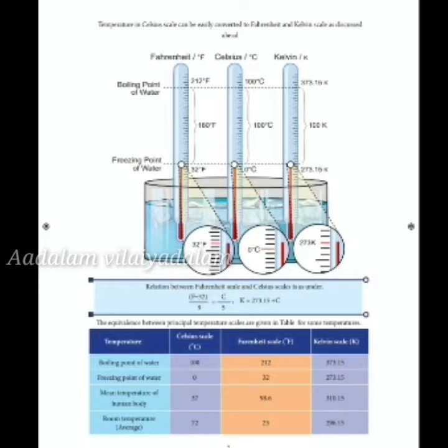Now using the relationship between Fahrenheit scale and Celsius scale, you will calculate the values in the problems. (F minus 32) by 9 is equal to C divided by 5. This is the relationship between Fahrenheit and Celsius. Now Kelvin is equal to 273.15 plus Celsius.